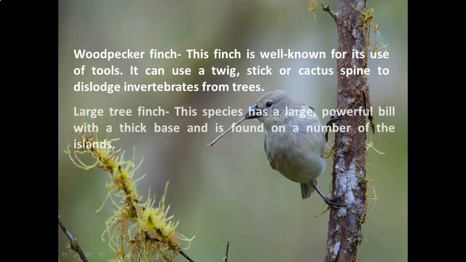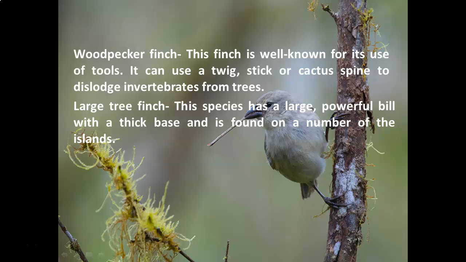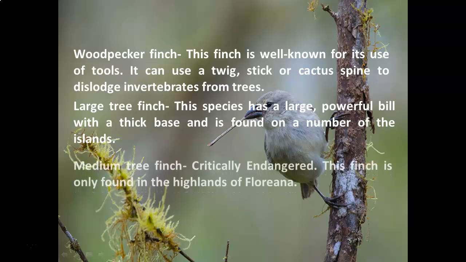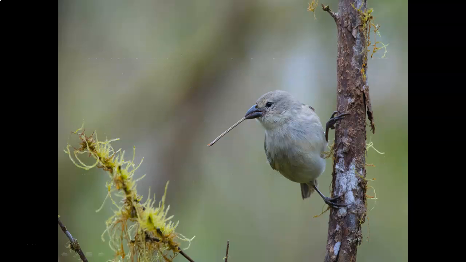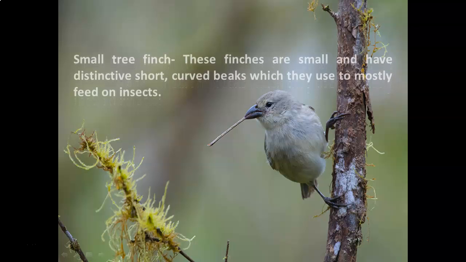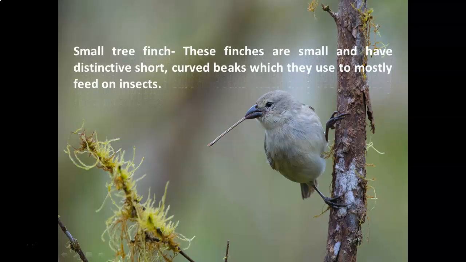Large tree finch. This species has a large, powerful bill with a thick base and is found on a number of the islands. Medium tree finch. They are critically endangered species. This finch is only found in highlands of Floriana. Small tree finch. These finches are small and have distinctive, short, curved beaks which they use to mostly feed on insects.